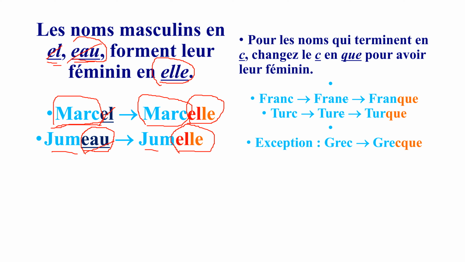Now, for names ending in C, we change the C and we replace it by QUE. So, C becomes QUE, and you have your feminine version. Franc: we drop the C and we replace it by QUE. Turc, somebody from Turkey: we drop the C here and we replace it by QUE. Un Turc, une Turque.